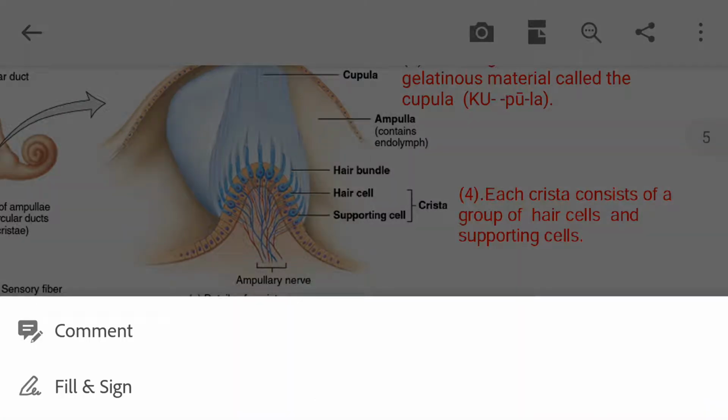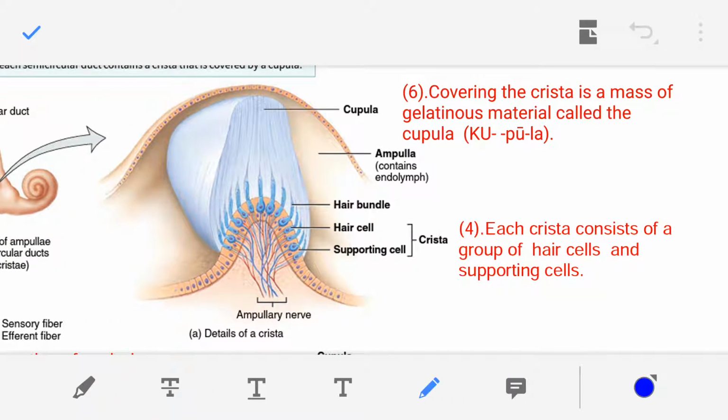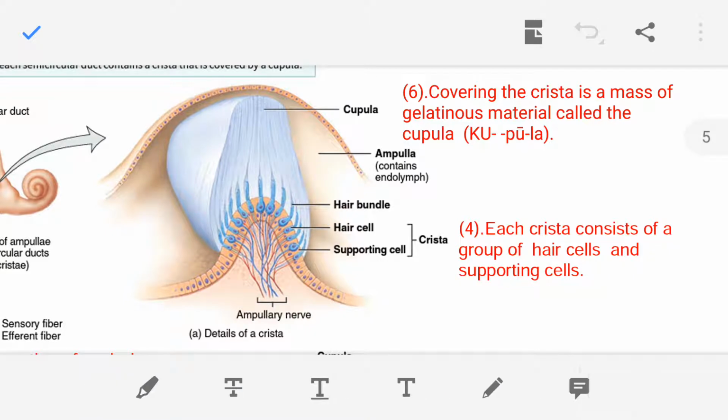Now, what is there in the crista? What is the crista made up of? Each crista consists of a group of hair cells. With the blue color, as you can see, they are showing us the hair cells. So these are all hair cells. In the structure of the crista, hair cells are there, and along with the hair cells, supporting cells are also present. So in between the hair cells you will find supporting cells in the crista. This is the fourth point of our discussion.